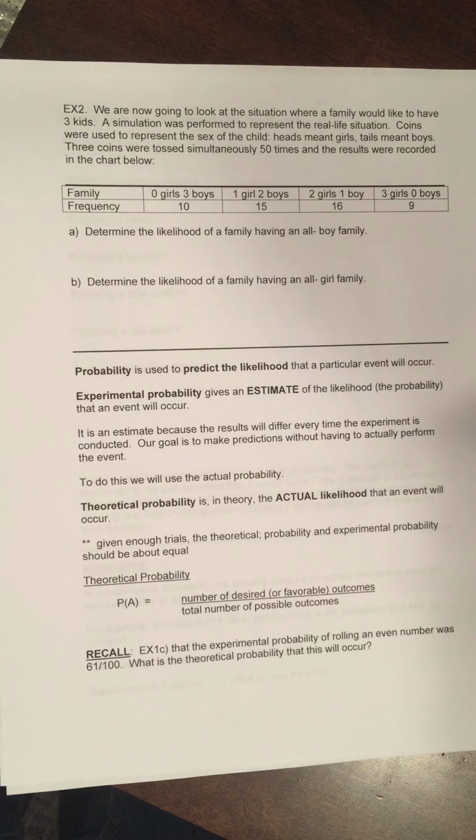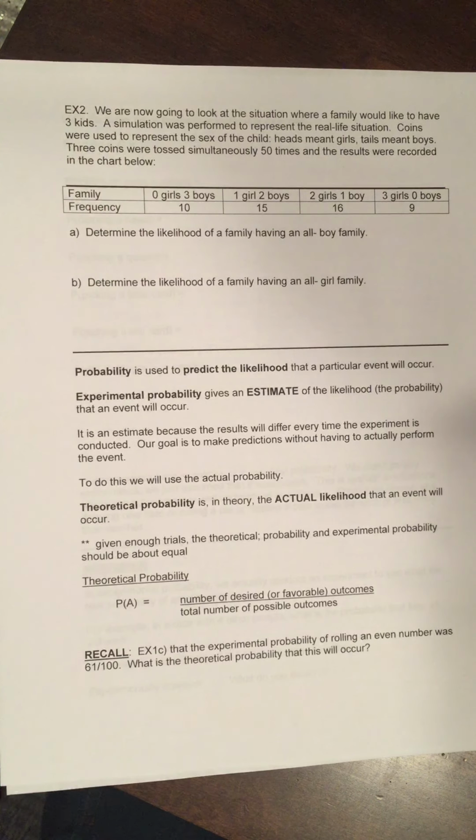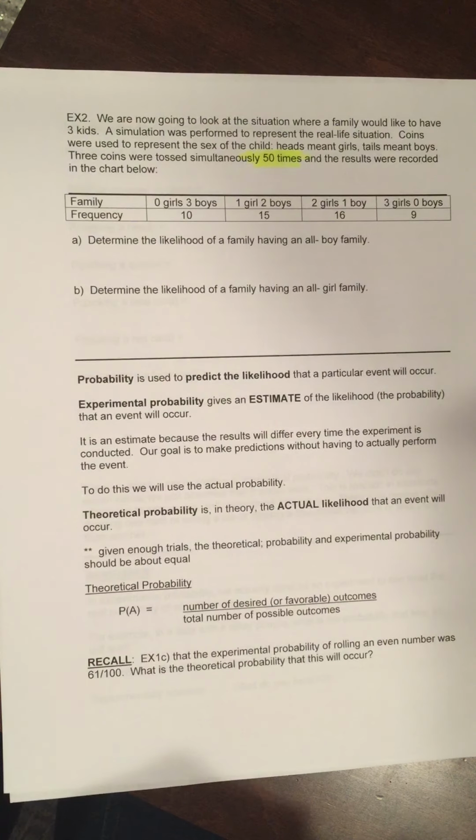We're now going to look at a situation where a family would like to have 3 kids. A simulation was performed, so this is an experiment. A simulation was performed to represent the real life situation. Coins were used to represent the sex of a child. Heads meant girls, tails meant boys. 3 coins were tossed simultaneously 50 times.